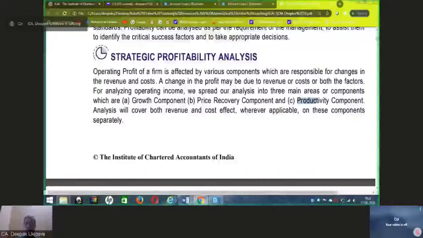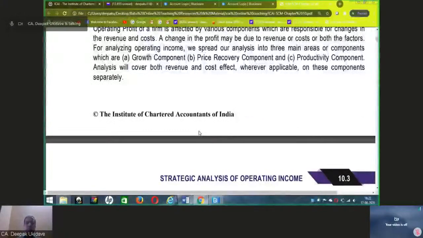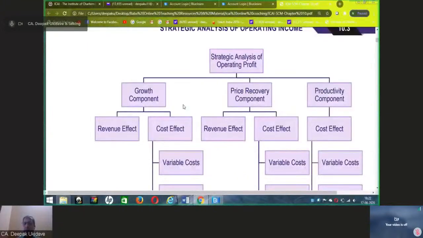First we concentrate on, it is given in the chart also, so that chart is very easy to understand. Strategic analysis of operating profit or operating income, divided into 3 broad components. One is growth component, second one is price recovery component, and third one is productivity component. Right? These words must be fit in your mind. You must register these keywords, because whenever you prepare a profit reconciliation statement, it should be on the basis of these 3 components only. For each of these components, you can prepare a working note, work out the individual figures, and then put those individual figures in the reconciliation.